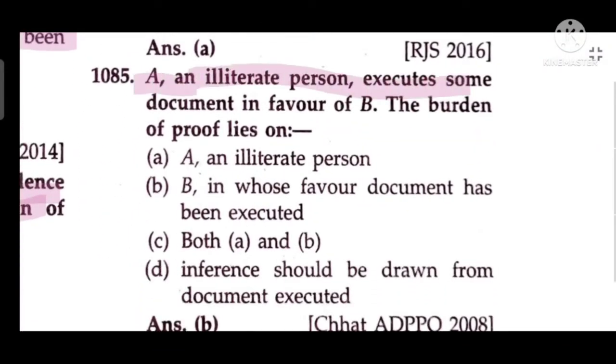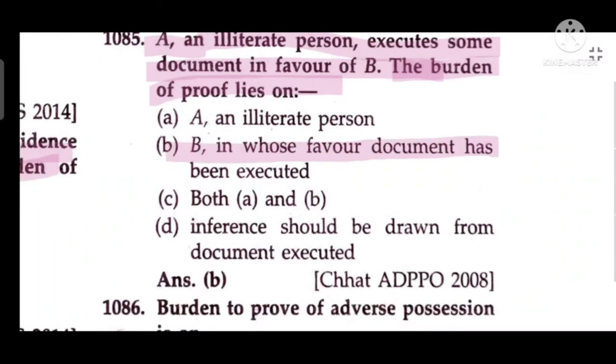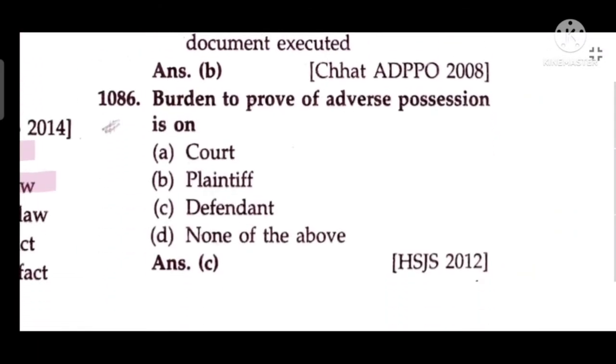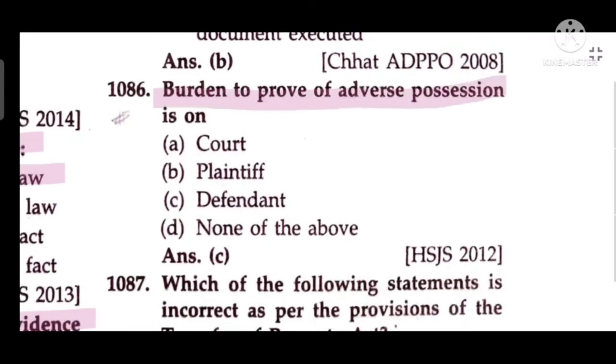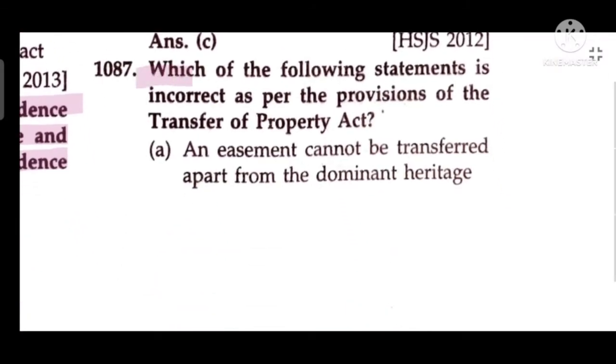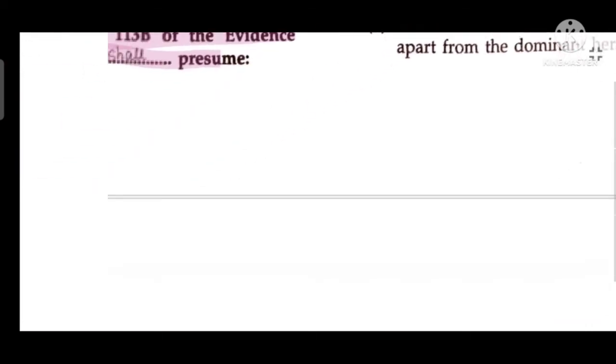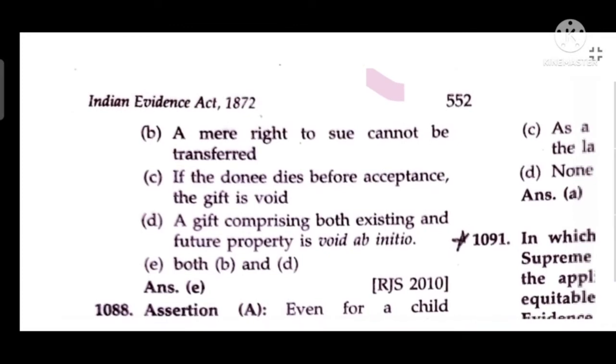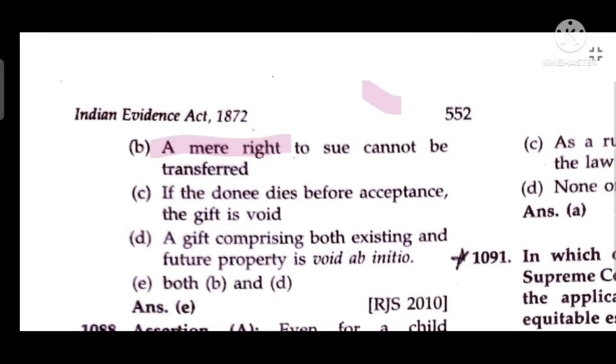A, an illiterate person, executed some document in favor of B. The burden of proof lies on B, in whose favor the document has been executed. Burden of proof in adverse possession lies on the defendant. Which one of the following statements is incorrect as per the provisions of the Transfer of Property Act? A mere right to sue cannot be transferred. A gift comprising both existing and future property is void ab initio.